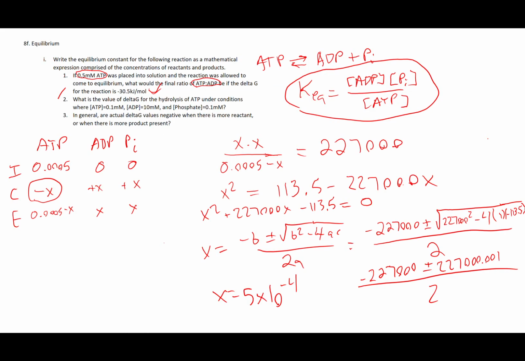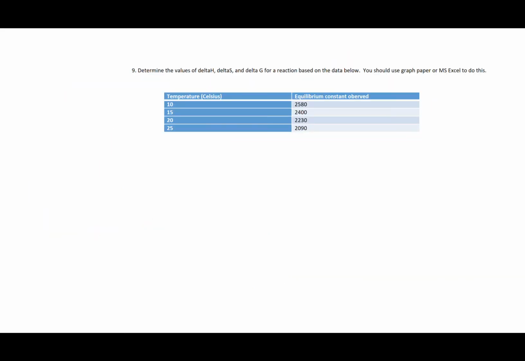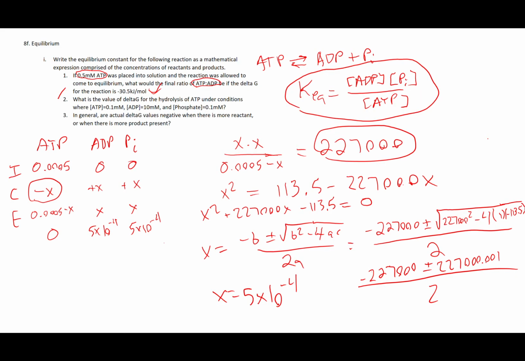All right, now when we go to put this back in here, because of the rounding I did earlier on in coming to the 227,000, if we put 5 times 10 to the minus 4 in here for x, we're basically going to end up with our equilibrium concentrations of ATP being 0 and ADP and phosphate being 5 times 10 to the minus 4. The way to correct for this is not to round like I did in the middle of the problem. But if you happen to do this, this would be okay.